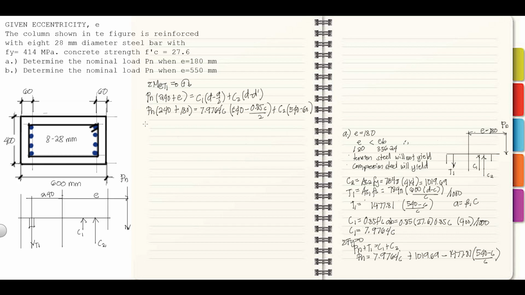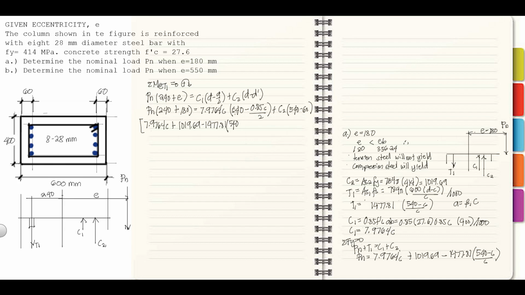Okay? So, lagay natin. The value of Pn is 7.9764 C quantity 2 plus, okay, so lagyan natin ng bracket to. Plus 1019.69. Okay? Minus 1477.81. Okay? The quantity 540.